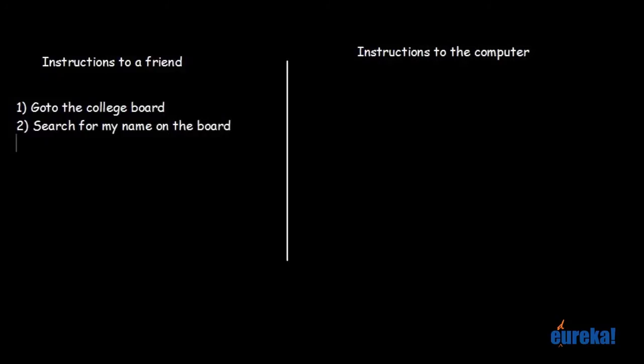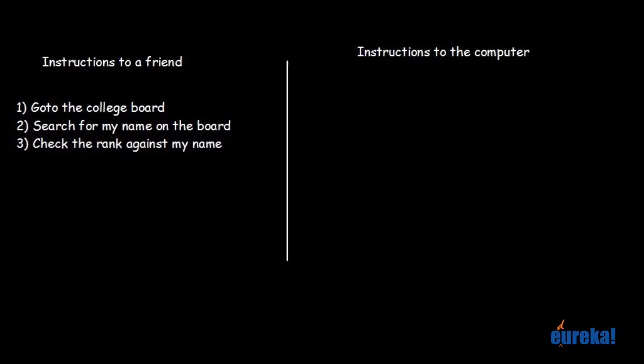Okay, so let's first start with the instructions to a friend. The first thing you're going to tell him is go to the college board. What is the second step he needs to do? Search for my name on the board. And finally, check the rank against my name. That's it, and the task is done. So these are the instructions you would give to a friend. You don't have to explain anything more than this.